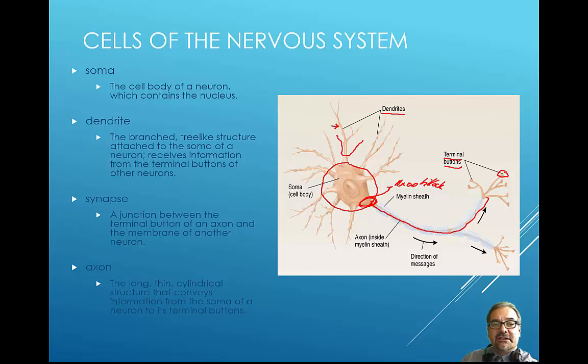Between each terminal button and dendrite is an area called the synapse, the area in between the terminal button of one neuron and a dendrite of another neuron. That, in a nutshell, is the structure of a neuron in a simplistic fashion. This is the structure. It's often drawn in this way, with the cell body more on the left and the neurotransmission going towards the right.